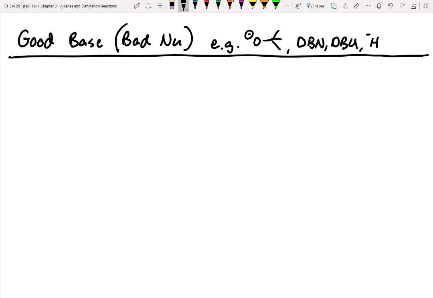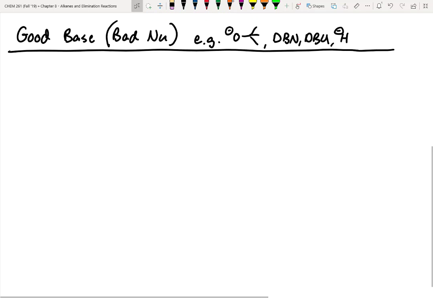Hydride. So anything with H minus. Why isn't this a good nucleophile? It's not soluble. And then the last one is LDA. That's the lithium diisopropyl amide. It's got 2 isopropyl groups hanging off of it. It's massive, just not going to do any sort of nucleophilic chemistry.